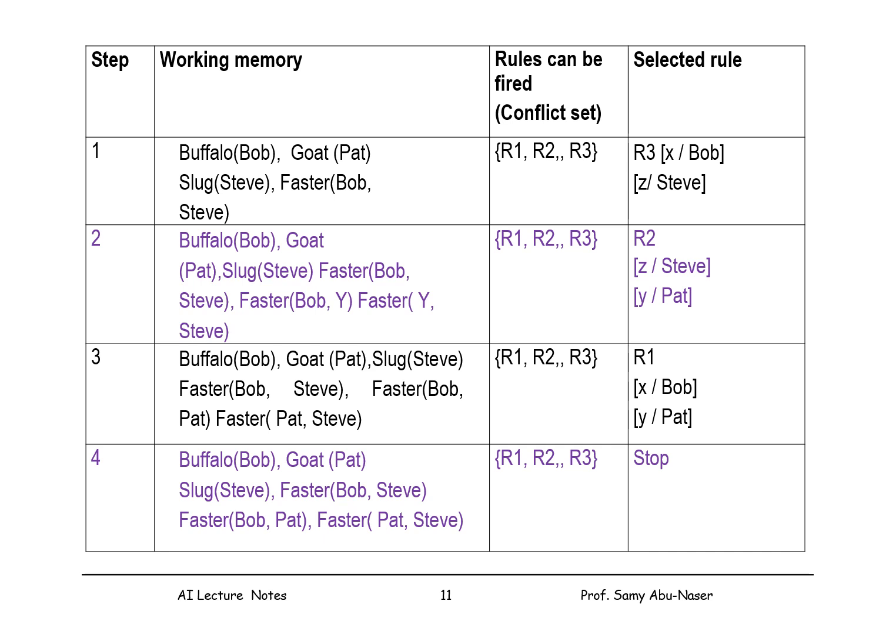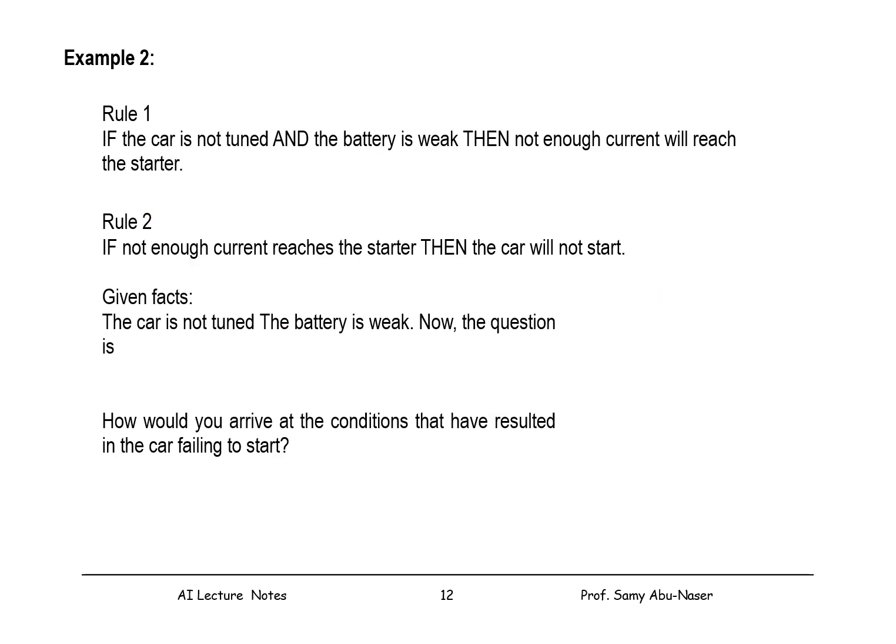Let's see another example for backward chaining. Here is the example. Rule 1: if the car is not tuned and the battery is weak, then not enough current will reach the starter. Rule 2: if not enough current reaches the starter, then the car will not start. Given facts: the car is not tuned, the battery is weak. Now the question is, how would you arrive at the condition that has resulted in the car failing to start?